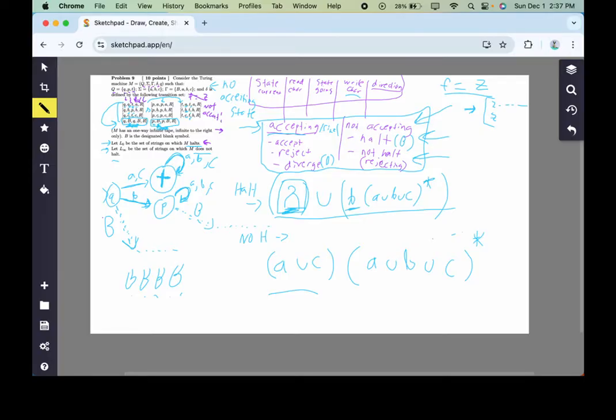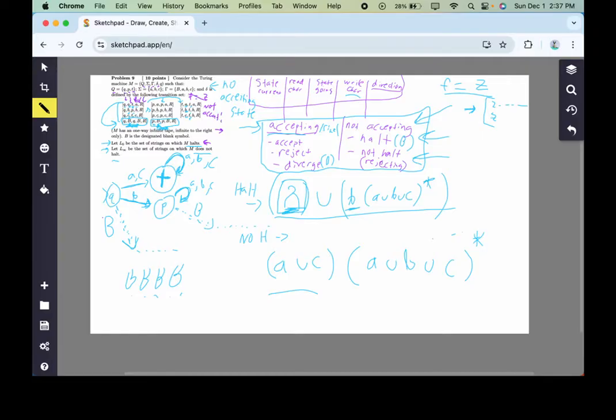Kind of depends. I'll tell you this. It's easier to do accepting and diverging than rejection, because accepting and diverging have more specific strings. Rejecting is kind of like everything left over, or in this case, not halting. So don't worry, they're gonna get harder, but they're still doable.